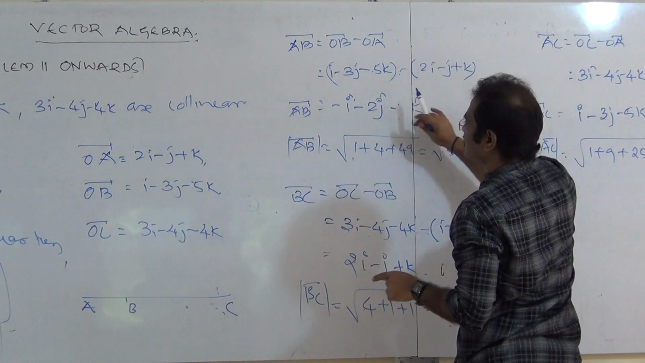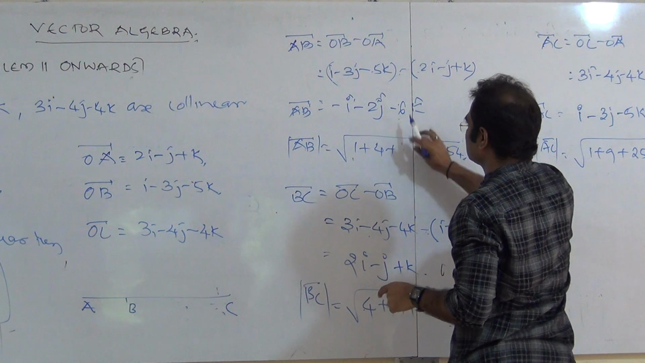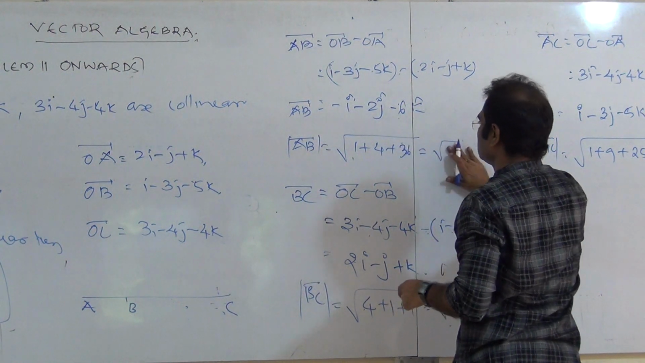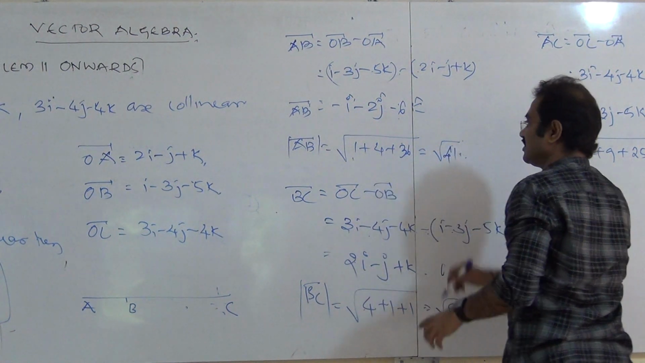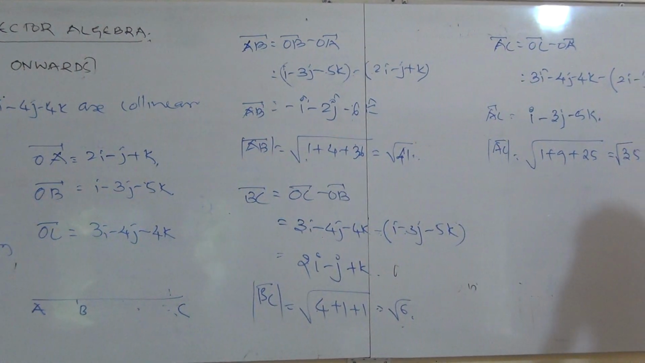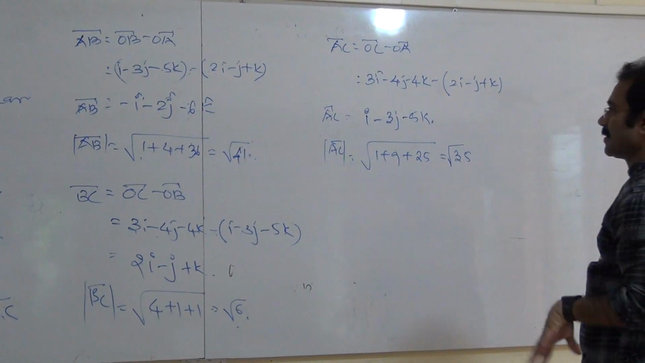Totally it is 6, not 7. 6 means it is equal to how much? 36. 36 and this, 36 plus 5 is 41. Now it is okay, fine. Now check this one.